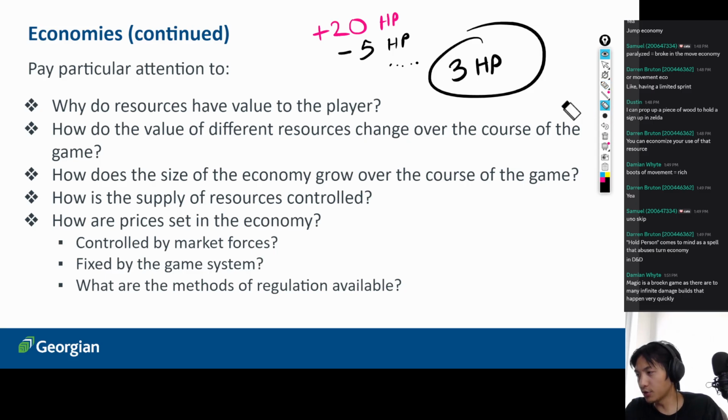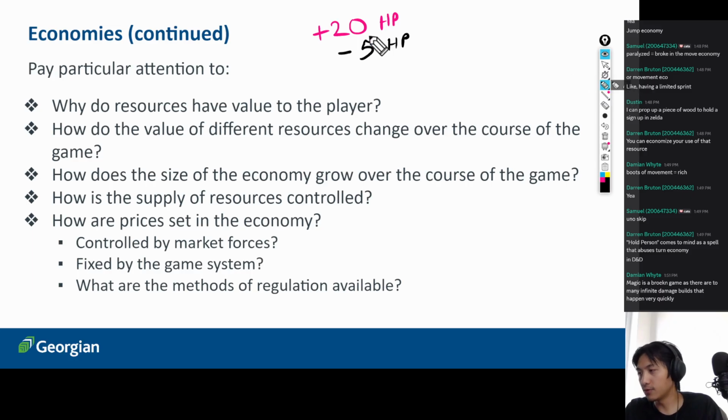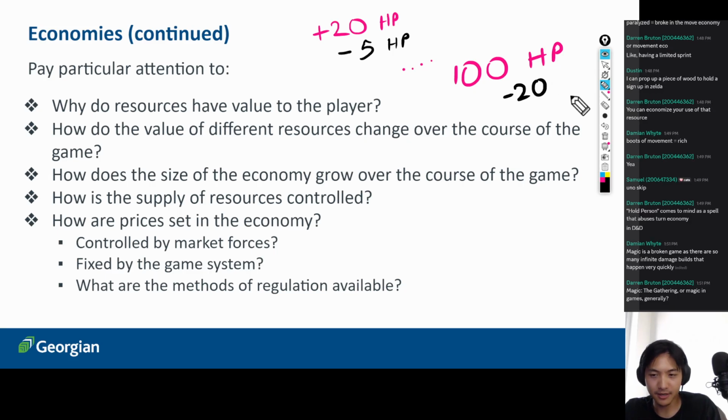Meanwhile, you could also do something else. At some point in the game, you could execute a combo or something like that, and somehow end up with 100 hit points. At this point, you are totally happy spending 20 like it's nothing.